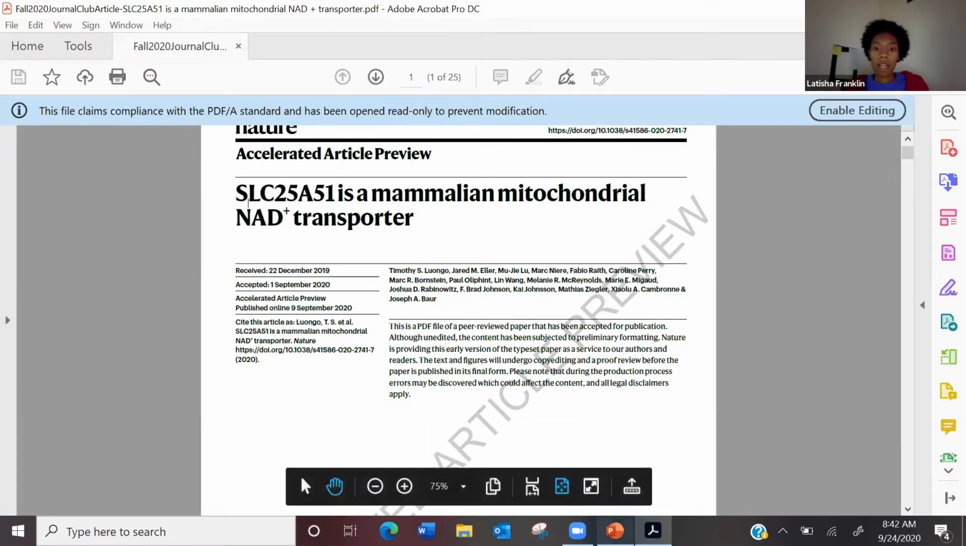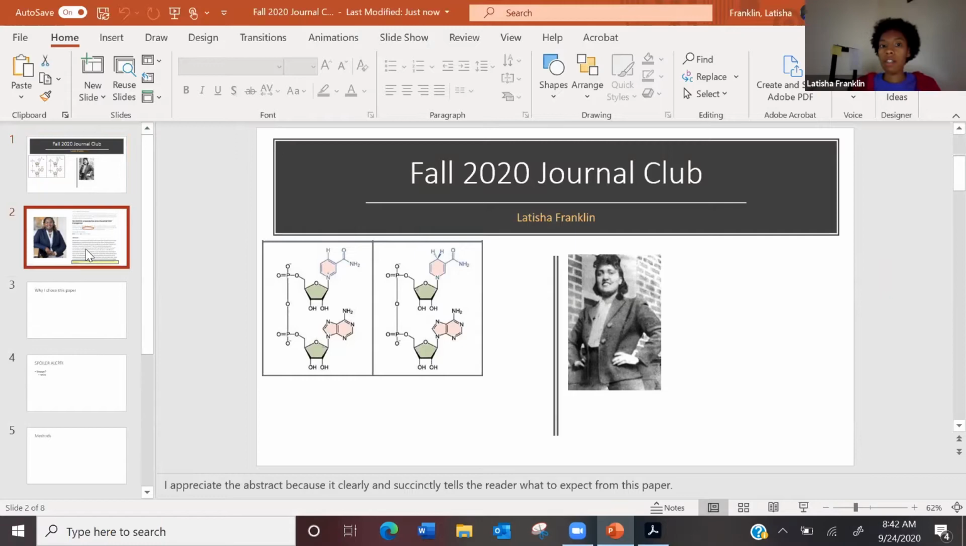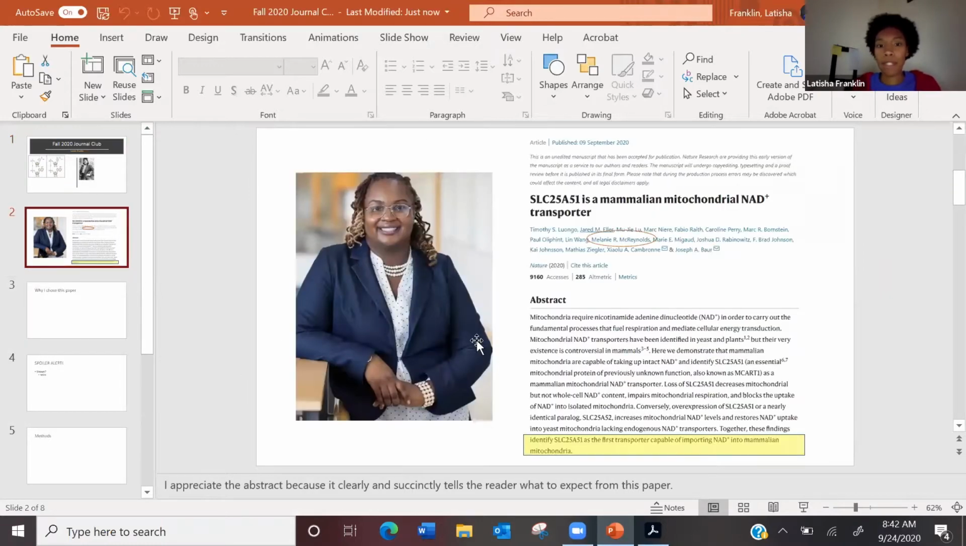So I wasn't able to find a paper, and when in doubt, or when you just can't find something, phone a friend. So I called one of my friends and colleagues, whom I pictured here because she's actually on this paper. I asked her if she knows any good papers.